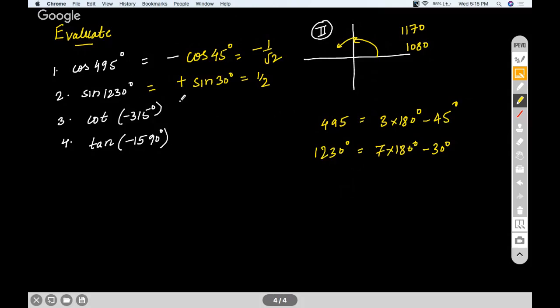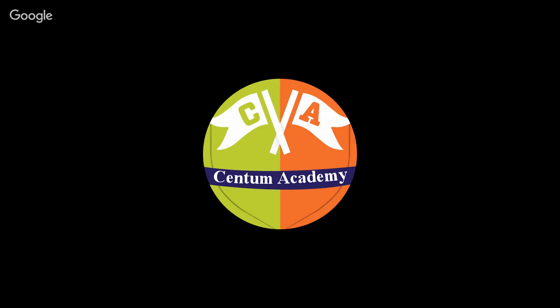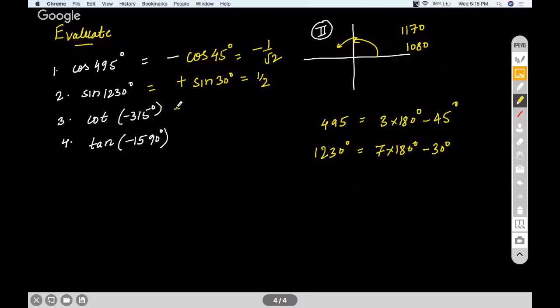Talking about cot minus 315 degrees, we know that it's as good as saying minus cot 315 degrees.